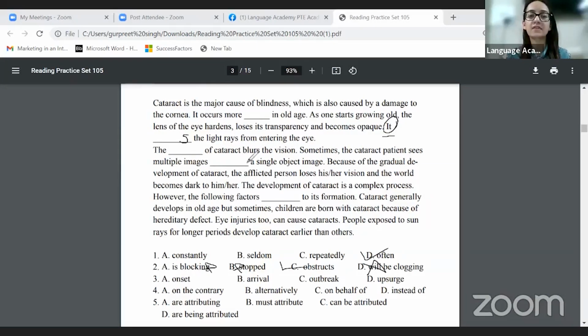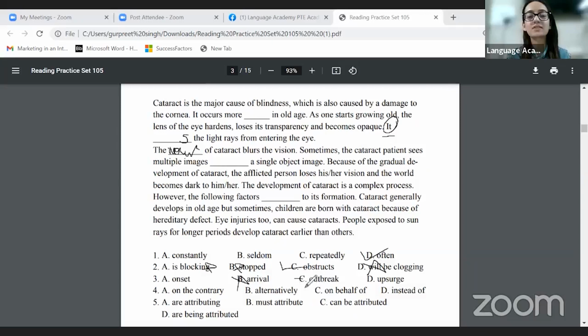The dash of cataract blurs the vision. So after the, we need a noun. So what of cataract blurs the vision? Onset means start of something. Arrival cannot be used for a disease. Diseases don't arrive, right?